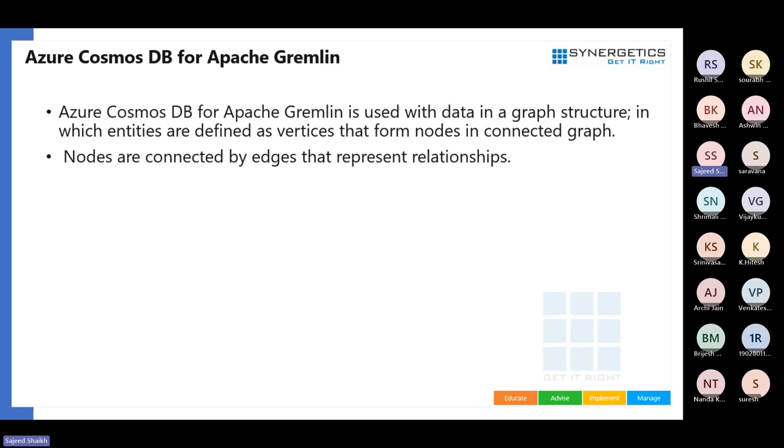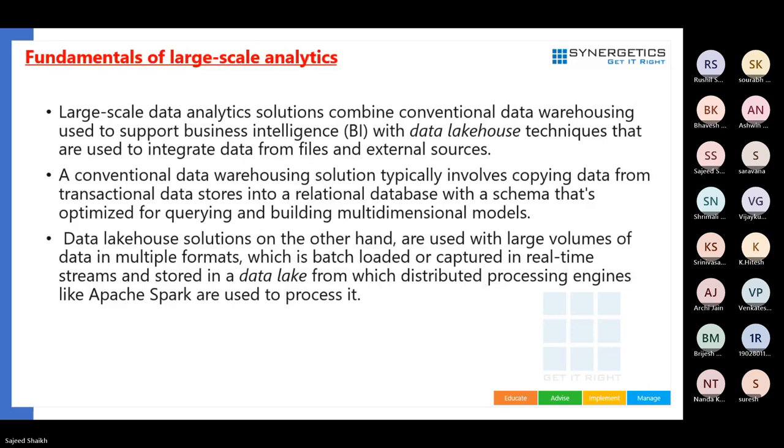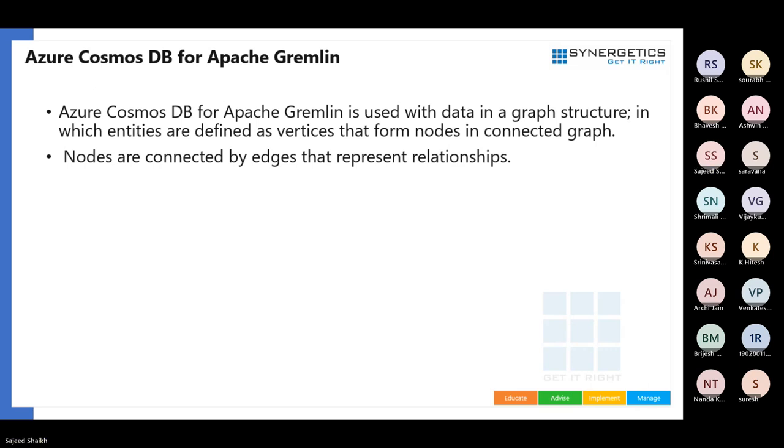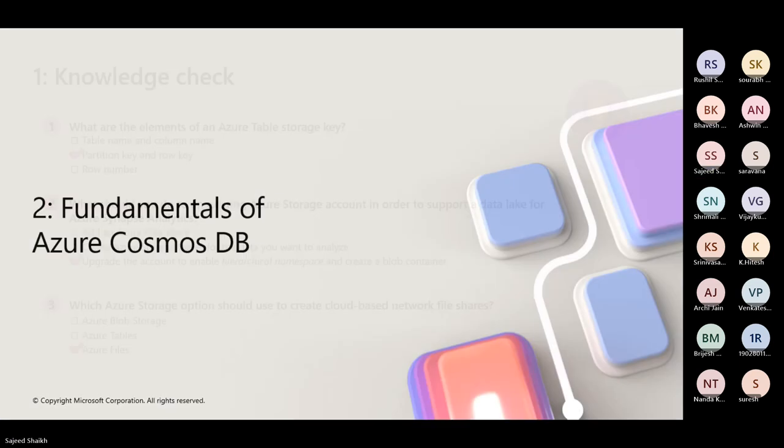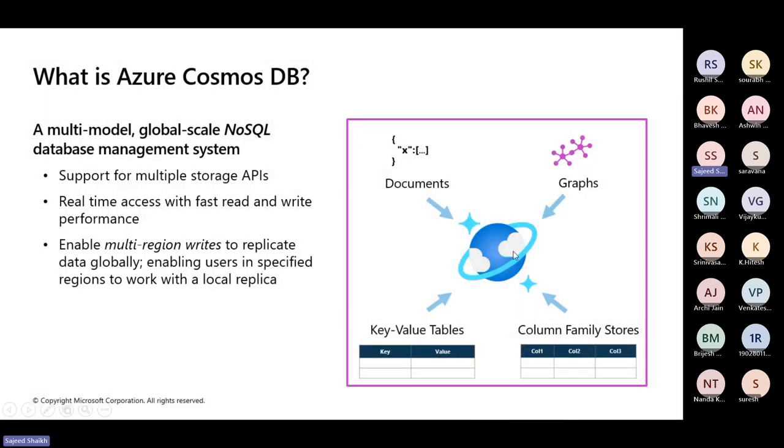Gremlin represents the data in a graph structure. Nodes are created and relationships are maintained that way. So let us see here. This is, for example, Cosmos DB. You can store documents, graphs, key values, column family stores, any information can be stored in Cosmos DB. So Cosmos DB is not for one basic thing. Like SQL Server, we store data in SQL Server format, tables, rows, and columns. But in Cosmos DB, you can store anything.